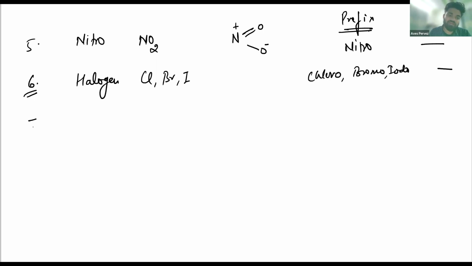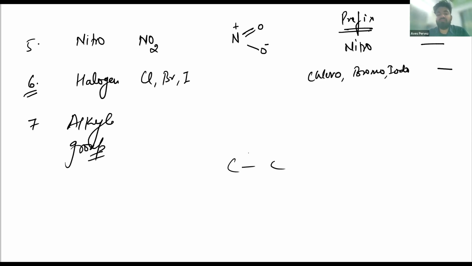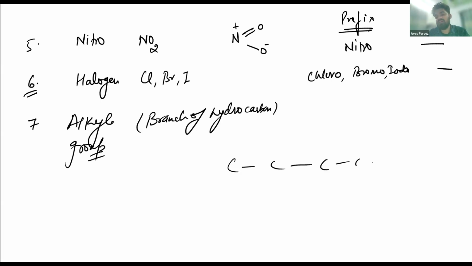The seventh one is the alkyl group. Alkyl group. This is very important. You need to understand. An alkyl group is a group of one carbon, or a two carbon chain, or three carbon. For example, we can say that an alkyl group is a branch of a hydrocarbon. For example, this is a three, this is CH3, CH2, CH2, CH2. Okay, sorry, CH3.